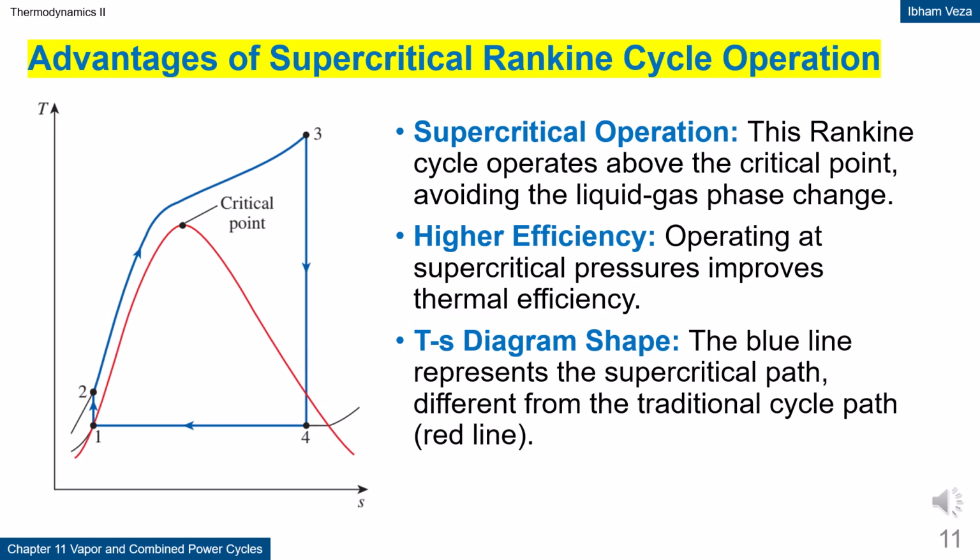Advantages of supercritical Rankine cycle operation. Supercritical operation eliminates two-phase boiling, so heating occurs continuously. The average temperature of heat addition becomes higher, and this directly improves thermal efficiency. The path on the TS diagram no longer crosses the saturation dome. Irreversibility during heating can be reduced. This technology is a standard in modern large coal-fired power plants.